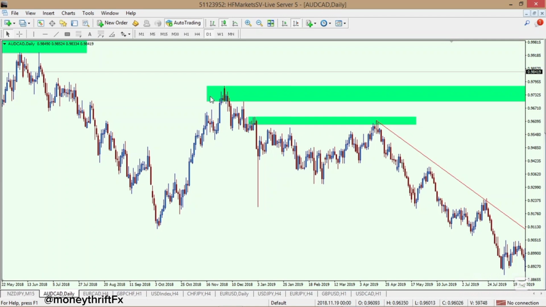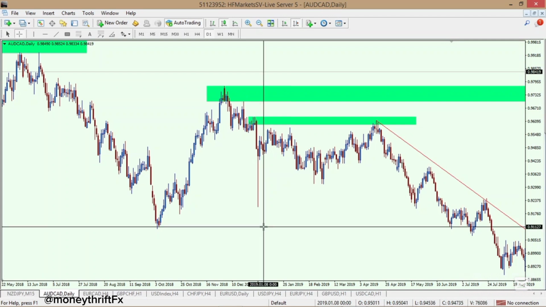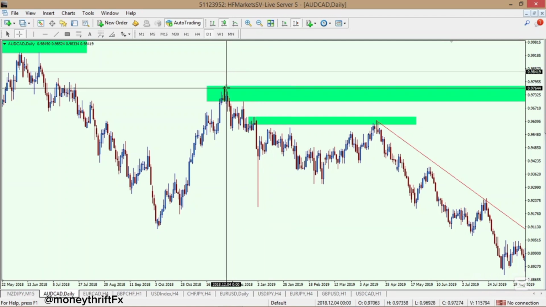So now that's what I want to show you. We see a strong price reaction out of here. This long candlestick, that's about how many pip move?